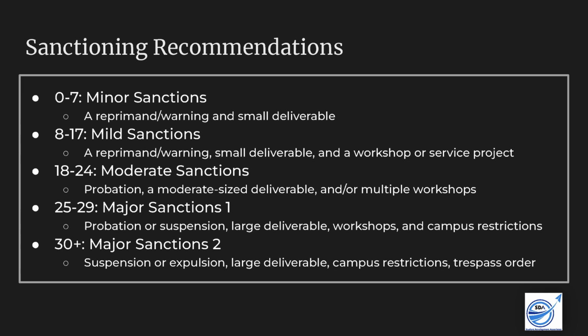And with 30 plus, we have major sanctions level 2. This is where suspension or expulsion are worthwhile and should be considered. If expulsion is not done, if it is suspension, then a large deliverable should also be included upon the student's return to campus. Campus restrictions should be put in place to ensure that the student does not go into the area where the misconduct occurred again, and quite possibly a trespass order could be put in place to ensure that the student avoids the area or avoids the people who were associated with the misconduct.